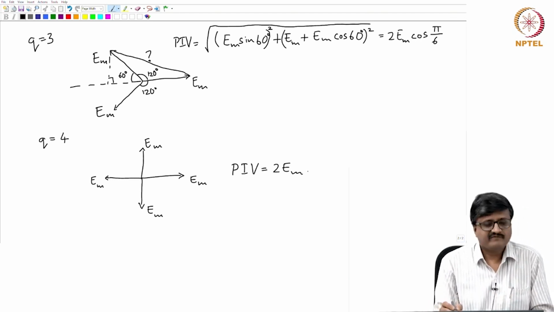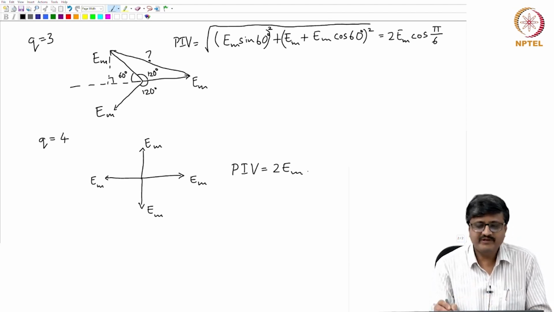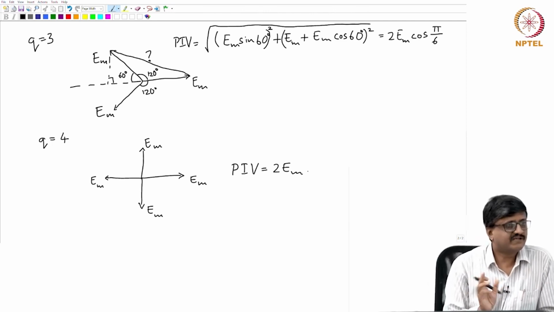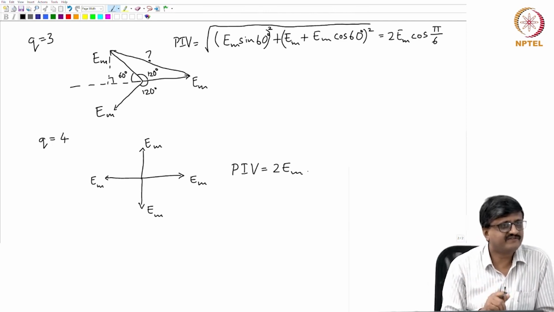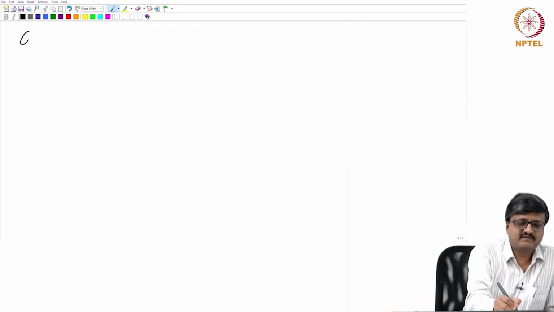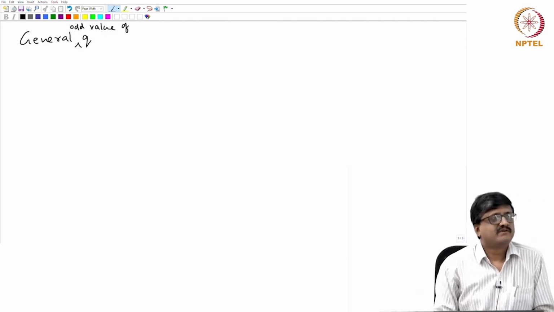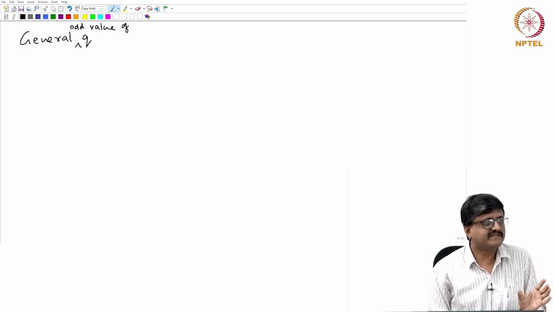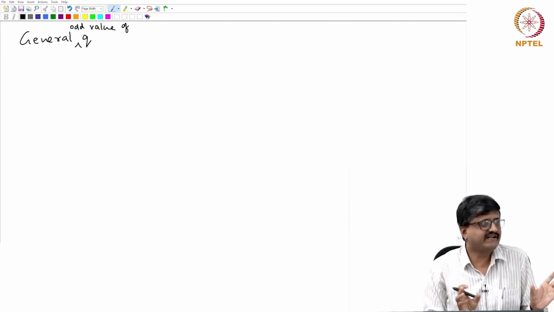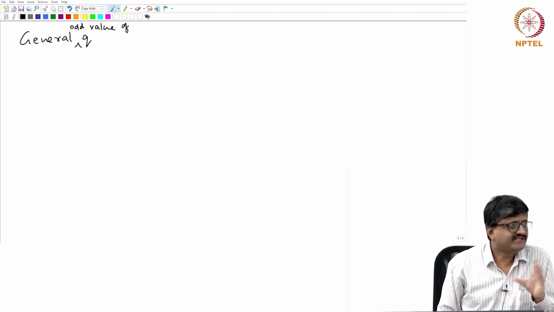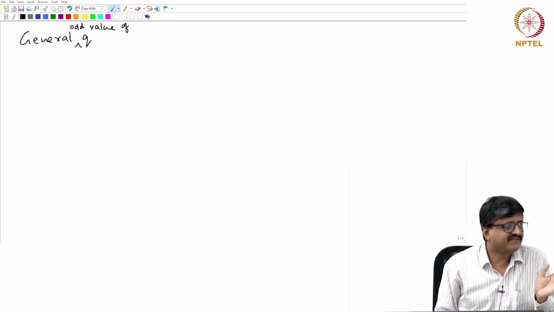Now, it so happens that for any even value of Q, we get the peak inverse voltage as 2 EM, because there I can always find two phasors which are out of phase, having a phase angle difference of 180 degrees. Now, how to do it for a general odd value? Take any general Q. Though there are Q waveforms, I am only interested in any two waveforms such that I get the peak inverse voltage. So, I have to take two phasors which have the maximum displacement between them.